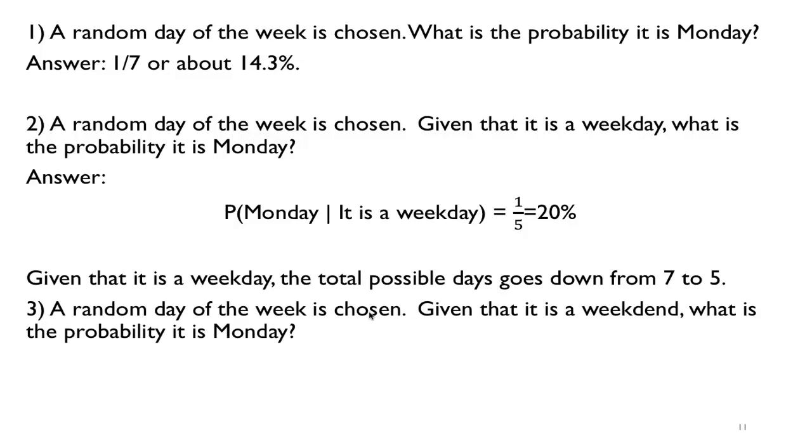A random day of the week is chosen. Given that it's a weekend, what is the probability that it's a Monday? Well, since we know the weekend is either Saturday or Sunday, being a Monday is now impossible. So 0 out of 2, or 0%.